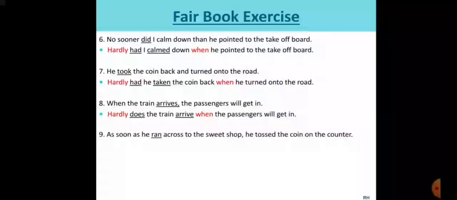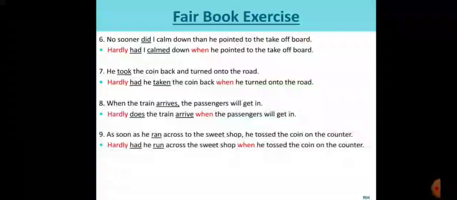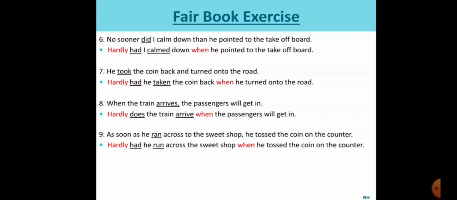Next one. As soon as he ran across to the sweet shop, he tossed the coin onto the counter. As soon as he ran is in the past tense. So what will we do? Hardly had he run. Ran will become run, V3 form. Hardly had he run across to the sweet shop when he, and tossed, the next part will remain as it is. The comma will change into when. Hardly had he run across to the sweet shop when he tossed the coin onto the counter.